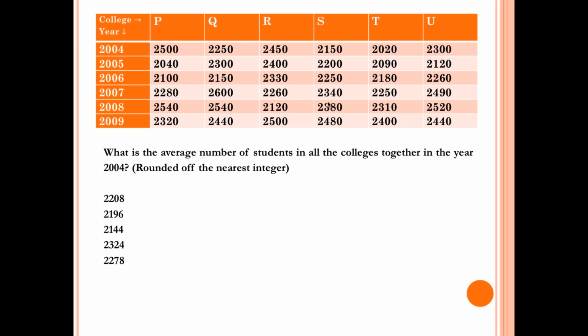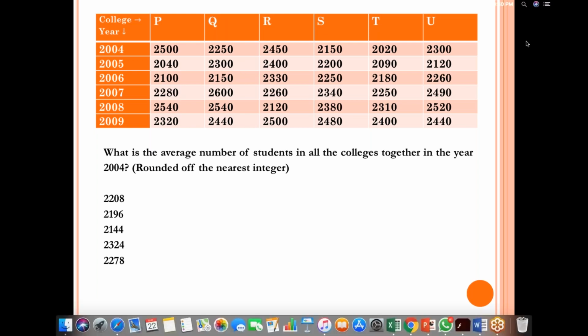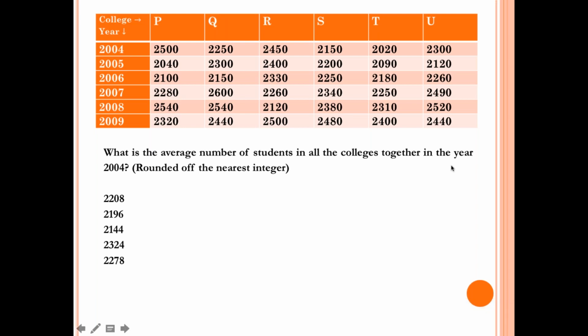Okay, the answer is 2278. Let us see how we calculate it. The longer method is we sum up all and then do it. The easier method is you check out this 2. This 2 is not required, right?